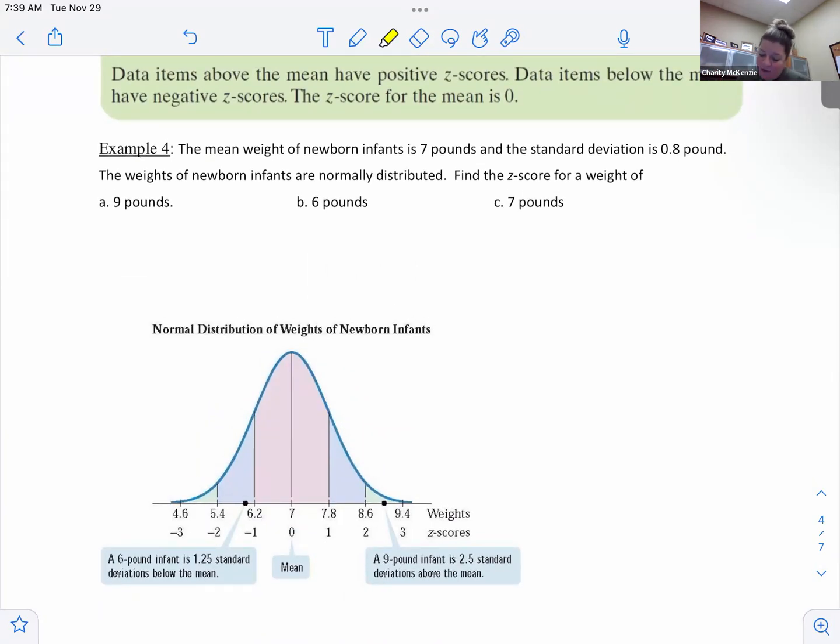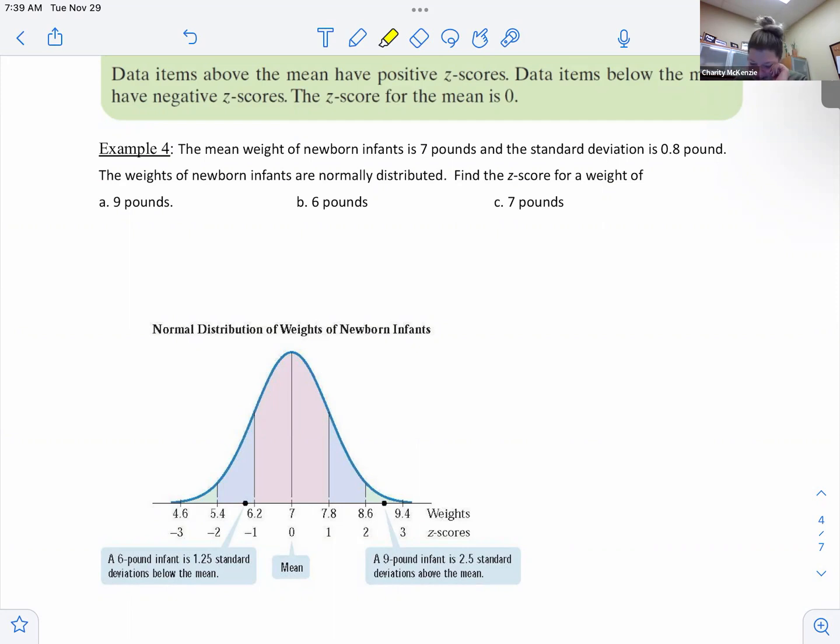So the mean weight of newborns is 7 pounds. So I have to have the mean. The standard deviation is 0.8 pound. The weight of newborn infants is normally distributed. Again, these are rules for only normally distributed data. Find the z-score of a 9-pound baby.